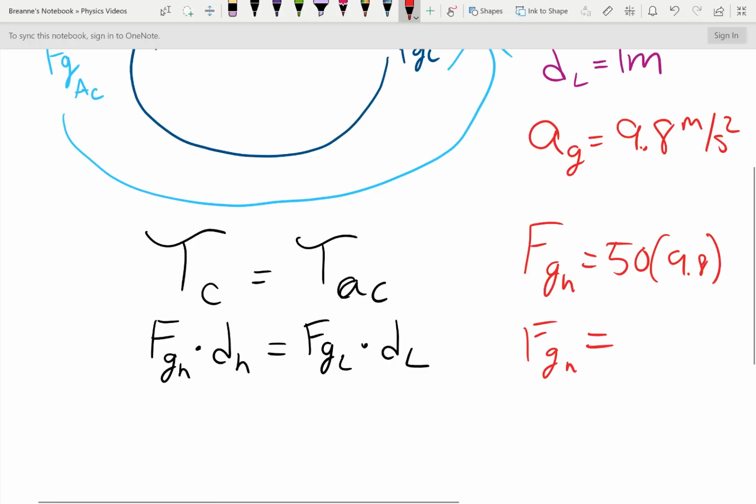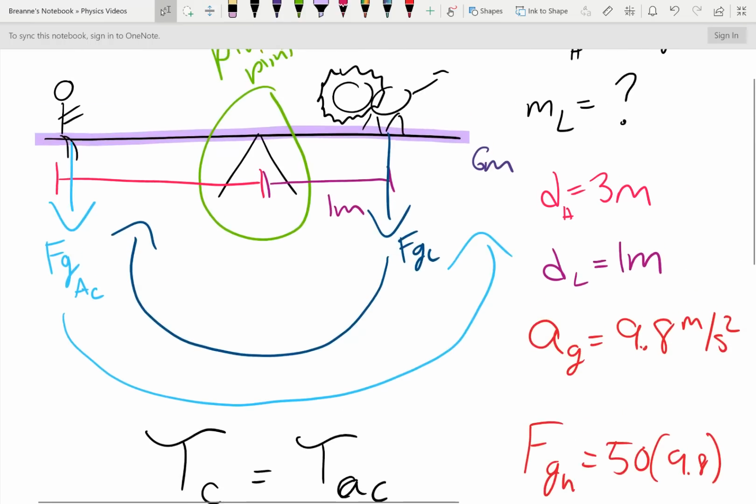And you get your handy dandy calculator, and you do 50 times 9.8, and you get 490. Whew. And we don't know the mass of Leo, so we can't find the force of gravity of Leo. That's what we're looking for. At this point in time, we can just plug in. We have the force of gravity of Hannah. We have the distance of Hannah, which is 3 meters.